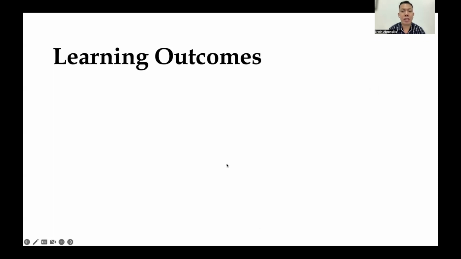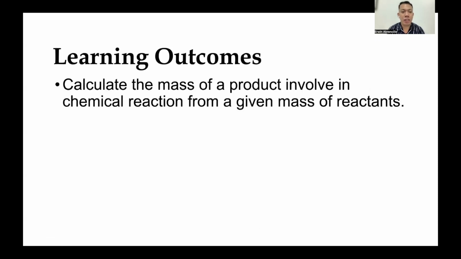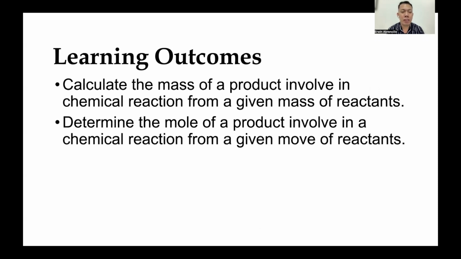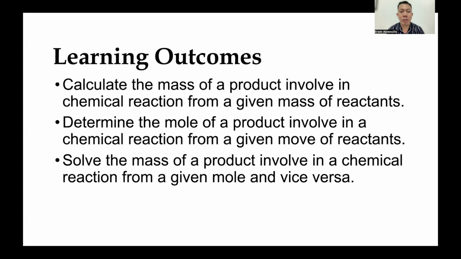So let us first have our learning outcomes. First is calculate the mass of a product involved in a chemical reaction from a given mass of reactants. So this is the mass to mass relationship. Second is determine the mole of a product involved in a chemical reaction from a given mole of reactants. So this is the mole to mole relationship. And the third one is solve the mass of a product involved in a chemical reaction from a given mole and vice versa. So this is mass to mole and mole to mass relationships.